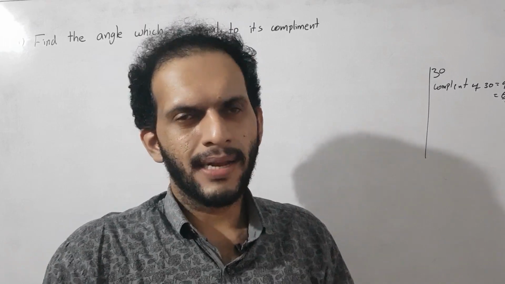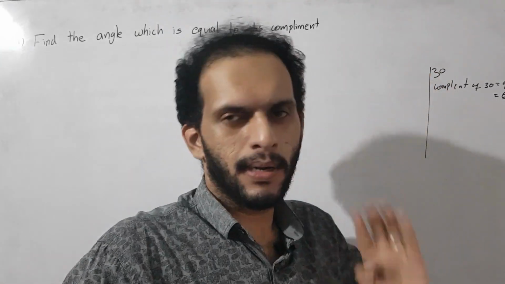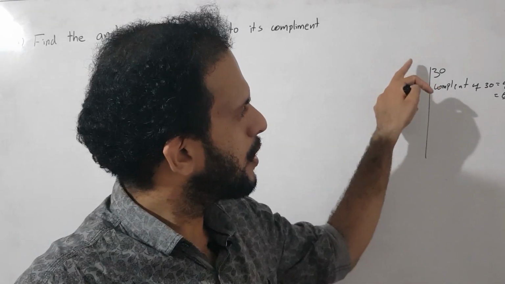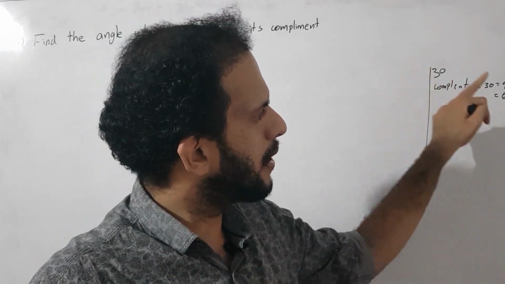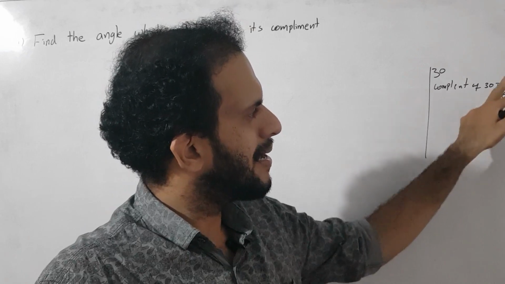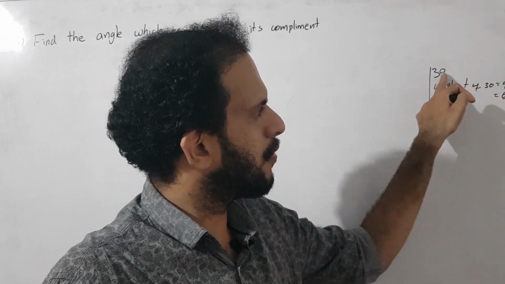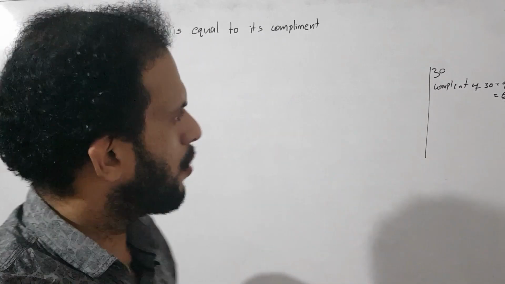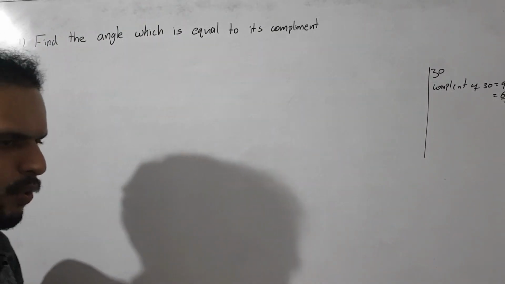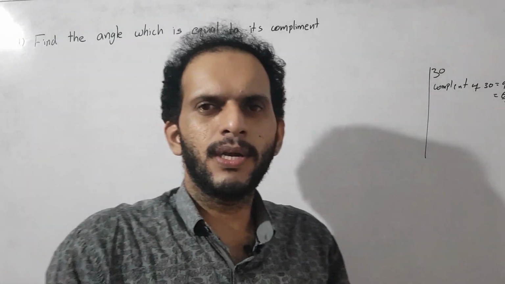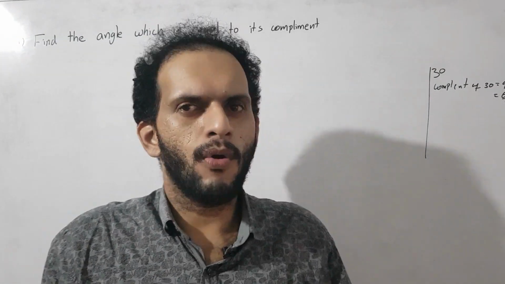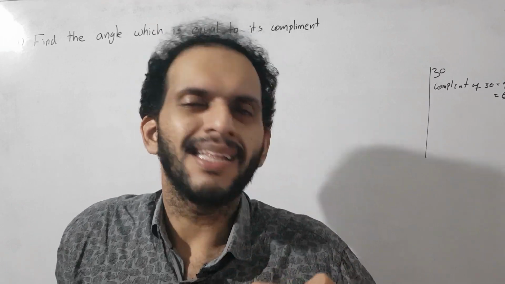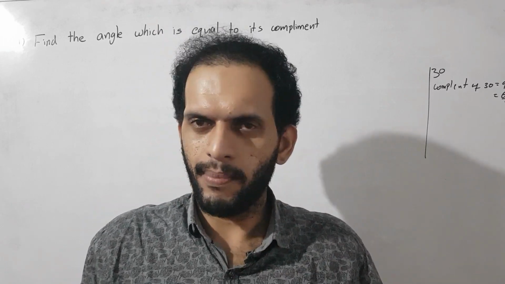If we know the angle measurement, the complement is 90 minus the given angle. But in this case, we don't know the angle measurement. If we don't know any measurement, how do we start? Yes, very clear. We take that measurement as a variable.